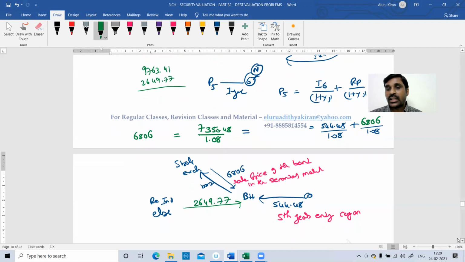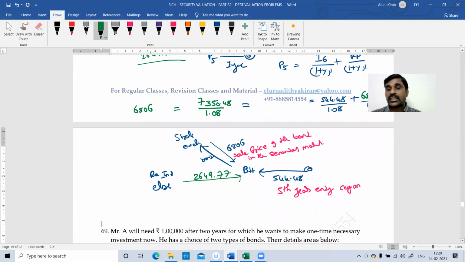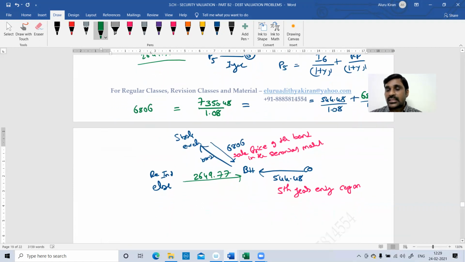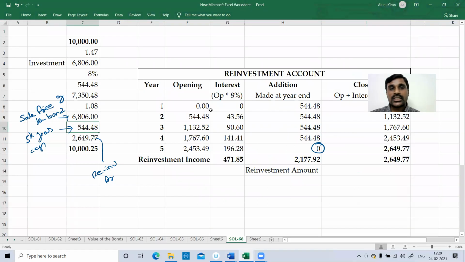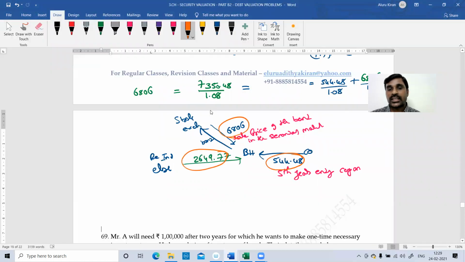This is a very detailed explanation of how the bondholder can meet his expectations after 10 years. Now sum up all the three, whether you will get 10,000 or not. That is what we have received: 6,806, 544.48, 2,649. Just take a screenshot of this. How he was able to meet 10,000.